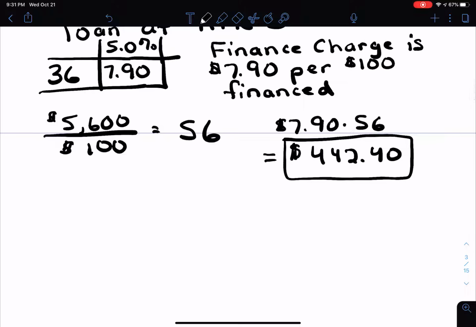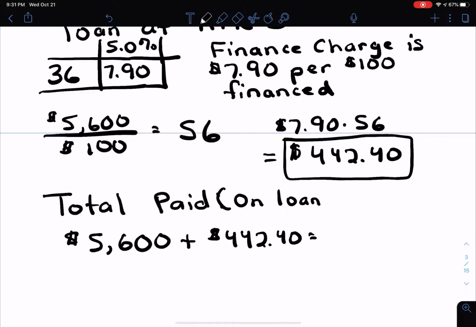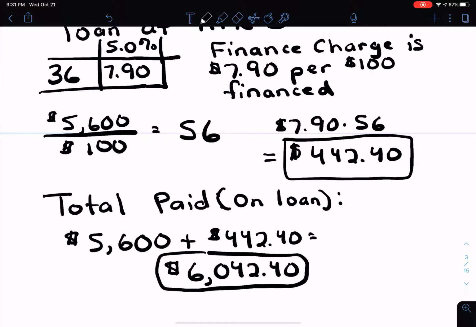So the total that's going to be paid at the end of the 36 months will be the original $5,600 that the loan is on, plus the $442.40. I should say total paid on the loan. When you add those together, you get $6,042.40. So that'll be the grand total that'll be paid.